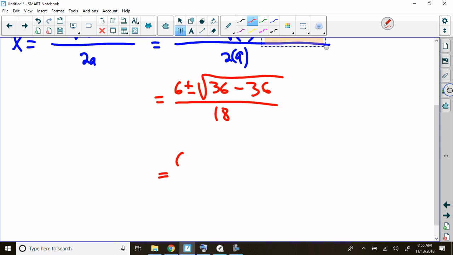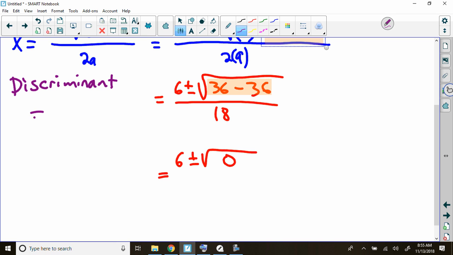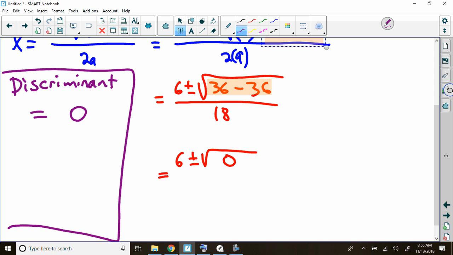Well, we end up with 6 plus or minus the square root of, what happens when you subtract something from itself? What do you get? 36 minus 36, what's that going to give us? 0. Wow. I'm going to make a note on this one. My discriminant equals 0. Wonder what that's going to imply or insinuate or lead to.